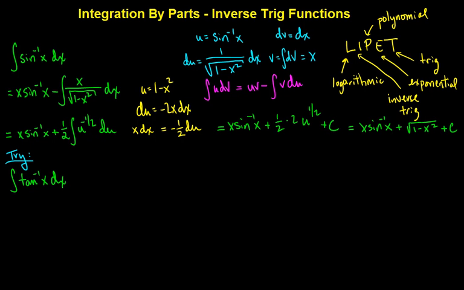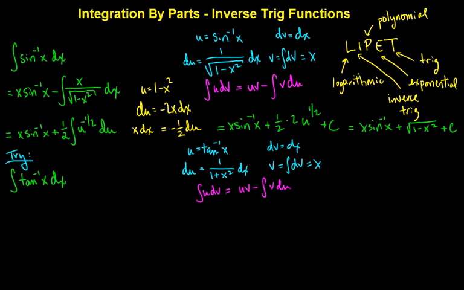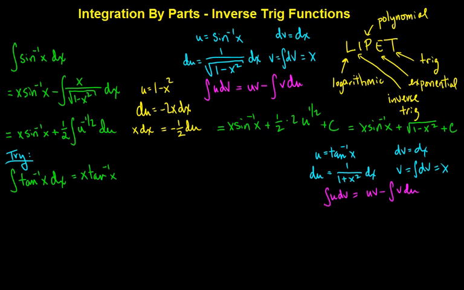And you can pause the video and come back for the answer and have it worked out. Again, so u is going to be tan inverse of x, dv is dx. du is 1 over 1 plus x squared dx, and v is just x. Our formula, integral u dv, is uv minus integral v du. And we'll move that out of the way. uv is x tan inverse of x, integral of v, which is x, du is 1 over 1 plus x squared dx.